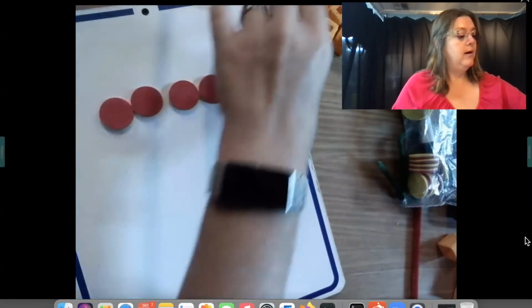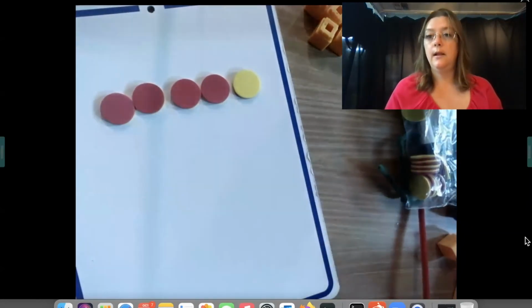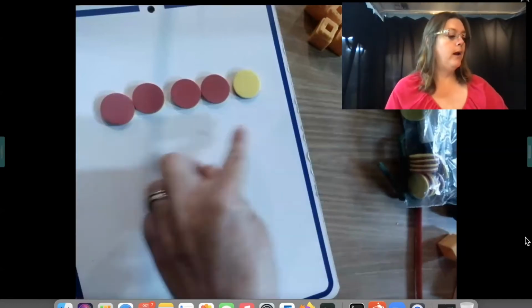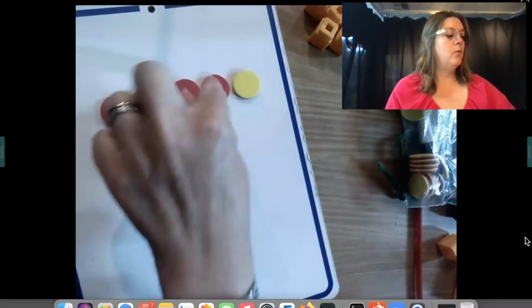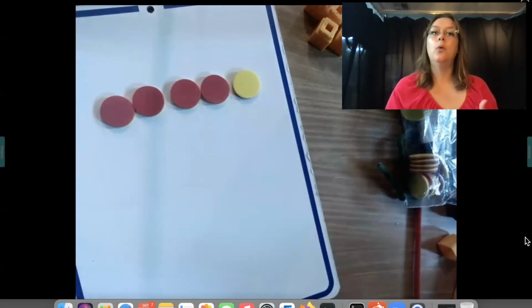And you're going to say, now, how many do you have? And they're going to say, I have 4 red and 1 yellow. And then you're going to say, well, how many is that? 4 red and 1 yellow is 1, 2, 3, 4, 5. 5. Good. And see how they're doing the quantity with that. And I want them to get that. So that is the inclusion of the number of 4 and 1.